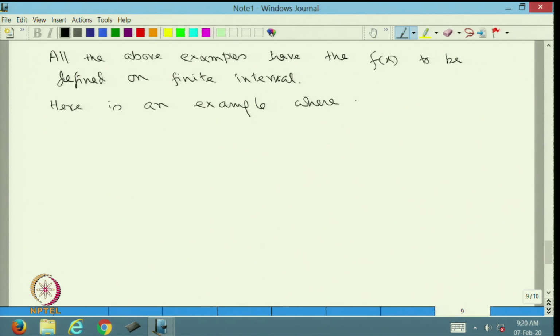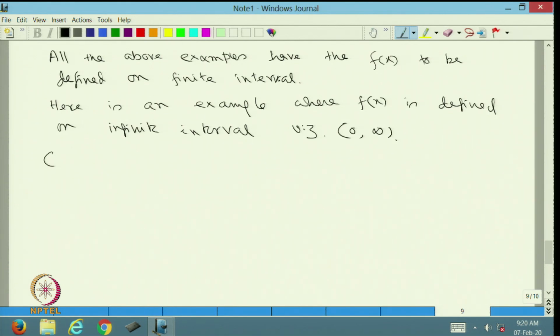Where f(x) is defined on an infinite interval, namely 0 to infinity. So, consider f(x) equal to e to the power minus x when x is greater than 0, and 0 for x less than or equal to 0.